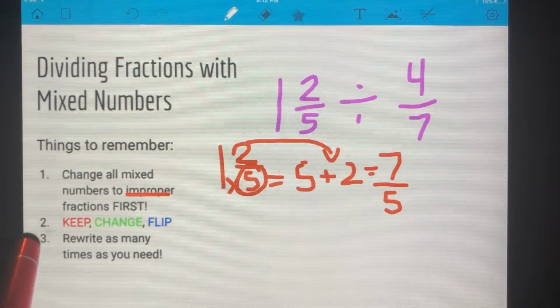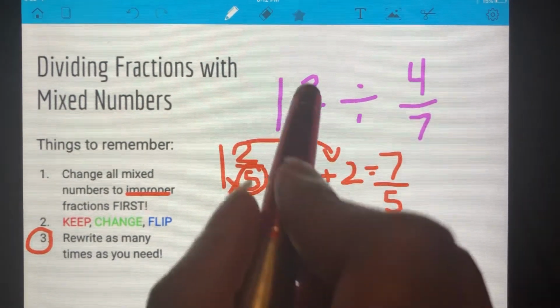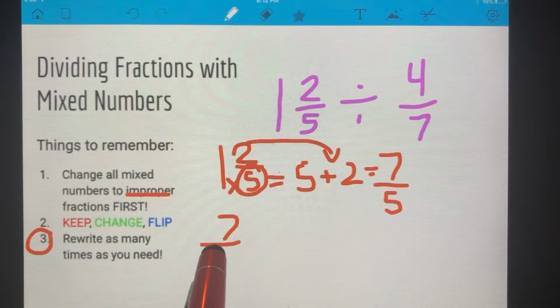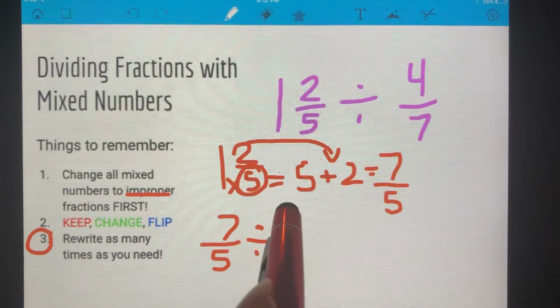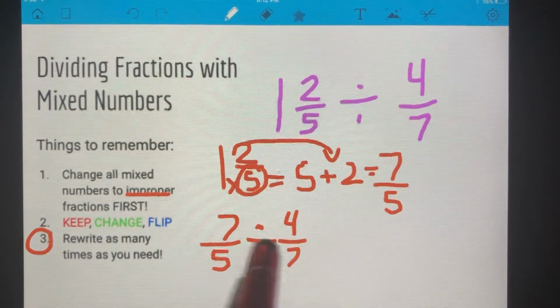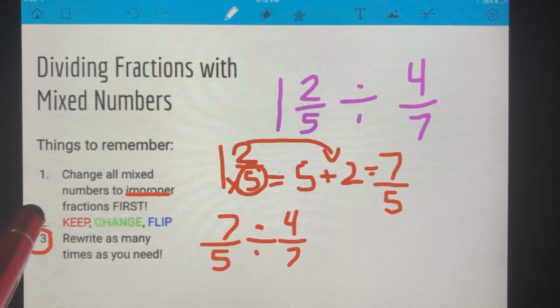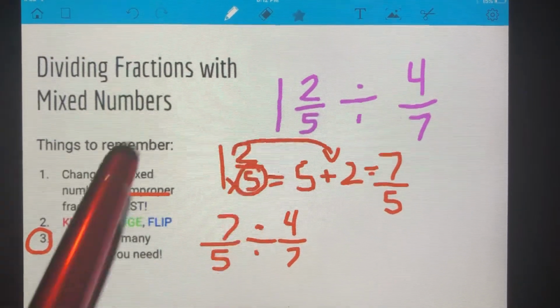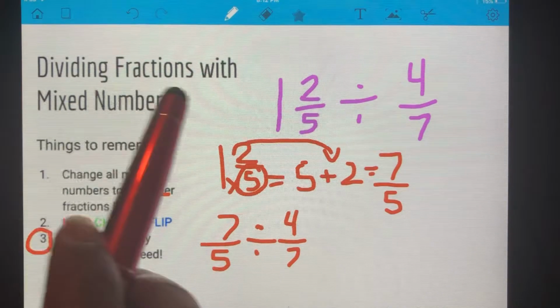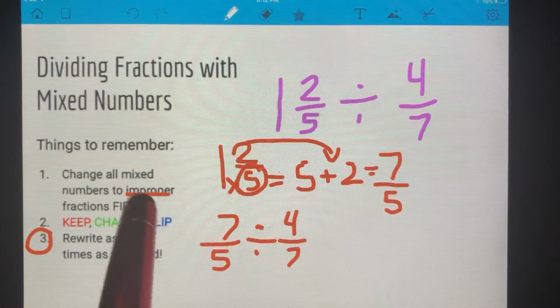All right, so remember we're going to rewrite it. So we have 7 over 5 divided by 4 over 7. Once we have changed all of our mixed numbers to improper fractions, what do we want to do? We want to go ahead and follow our division steps: keep, change, flip.